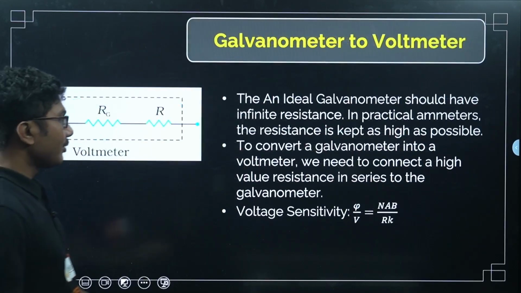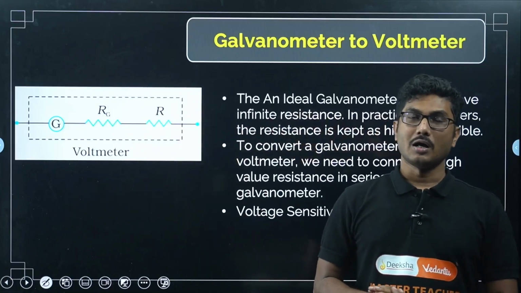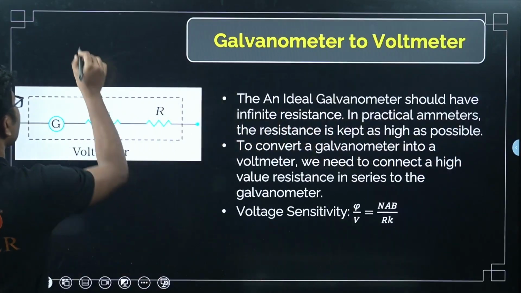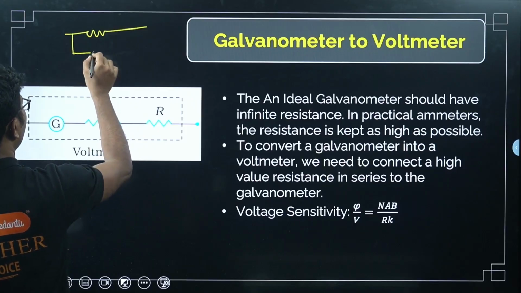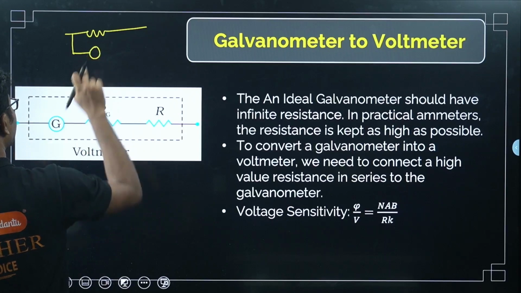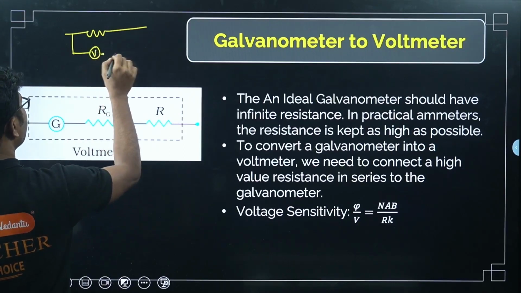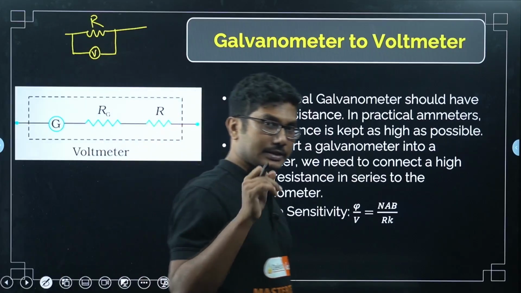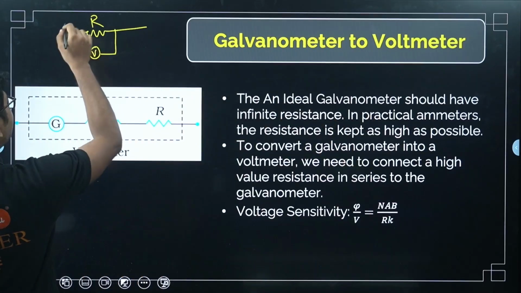Now a galvanometer is a device which is used to measure the voltage. Now voltage means what? Suppose I have a circuit, and I want to connect the voltmeter in parallel. You should remember one more thing: the voltmeter is connected in parallel, whereas the ammeter is connected in series. That is also one more important point to remember. So the voltmeter is connected like this.